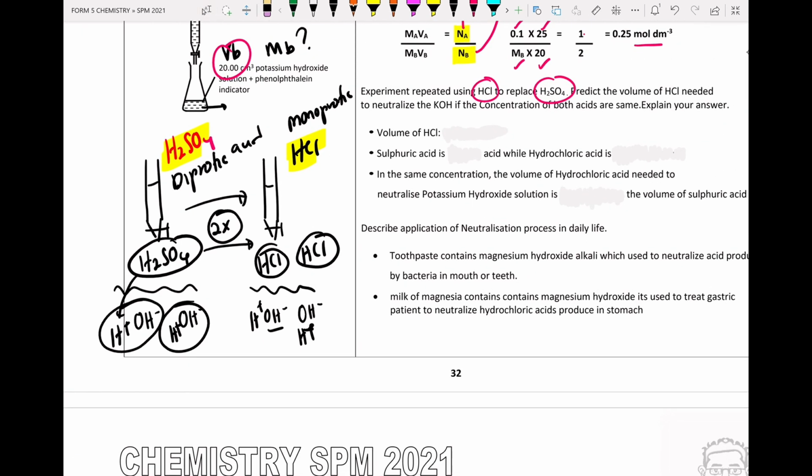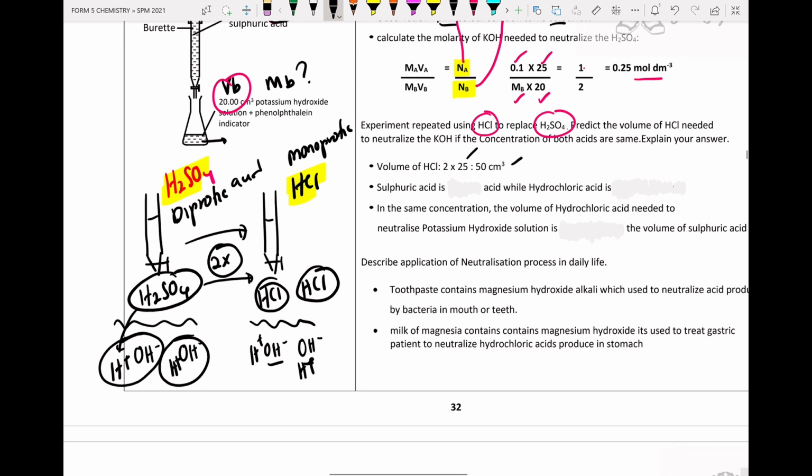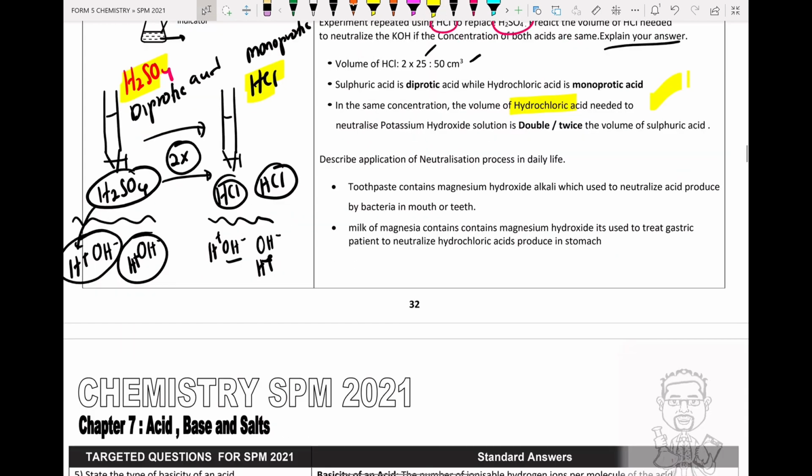So the volume of hydrochloric acid is twice the volume of sulfuric acid. We take the volume of sulfuric acid, which is 25, times 2, so we will get 50. How to explain your answer? Sulfuric acid used in the experiment is a diprotic acid, while hydrochloric acid is a monoprotic acid. At the same concentration, the volume of hydrochloric acid needed to neutralize the potassium hydroxide solution is twice or double the volume of sulfuric acid. Must remember. Please check the application of the neutralization process in daily life.